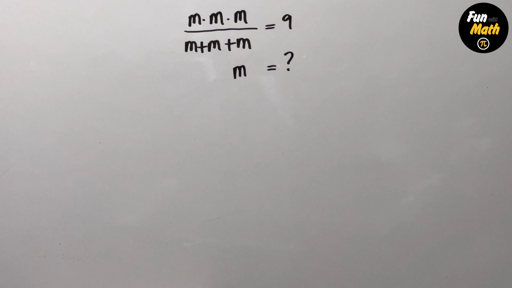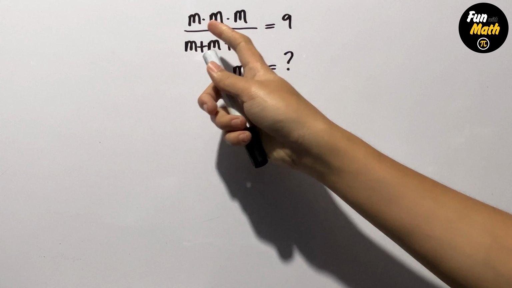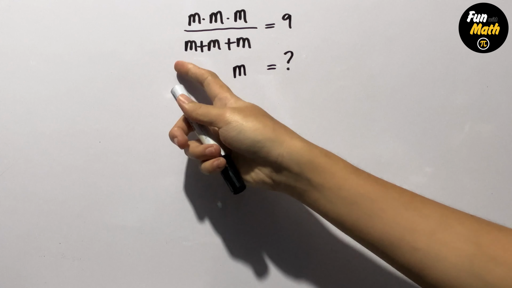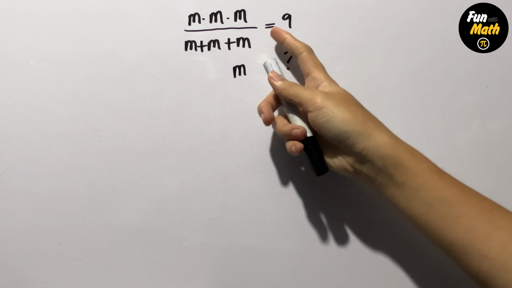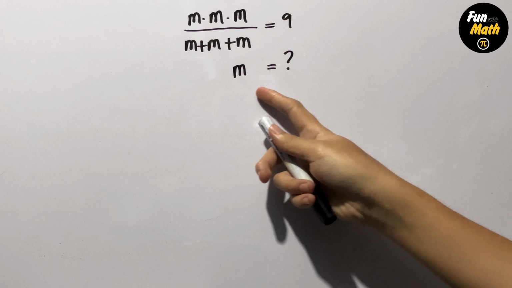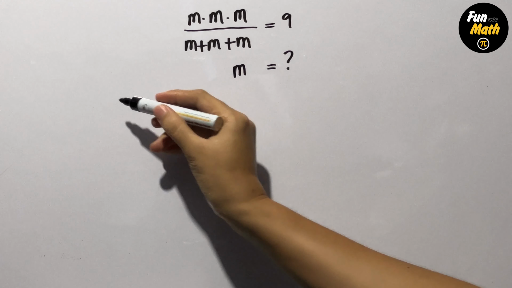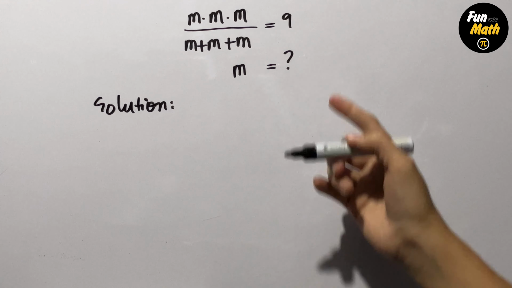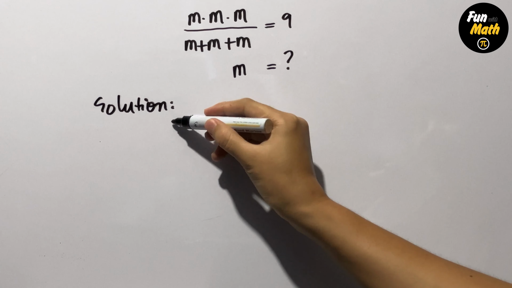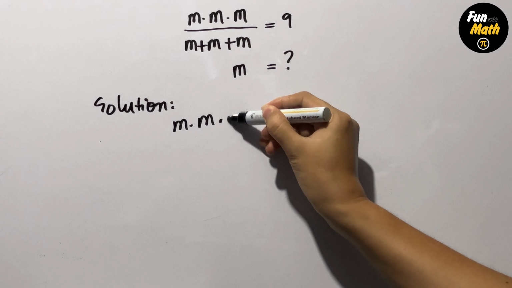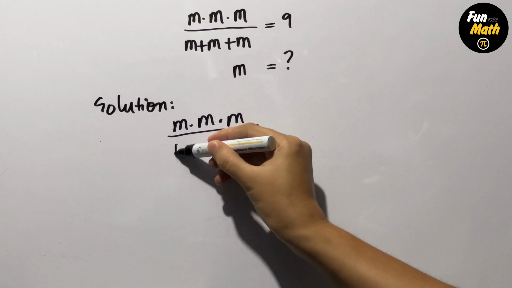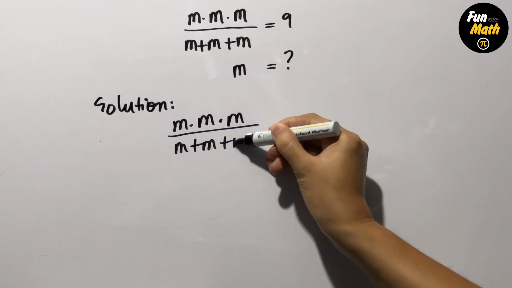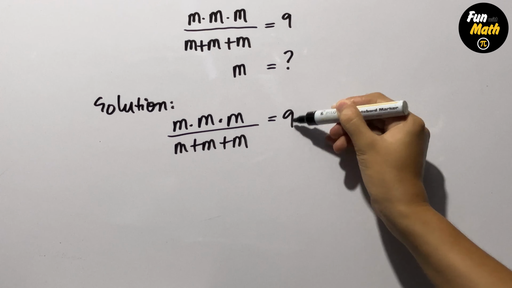Here's a nice problem. M times M times M all over M plus M plus M is equal to 9. Find the value of M. So here's the solution. First, let's bring down the given equation. M times M times M all over M plus M plus M equals 9.